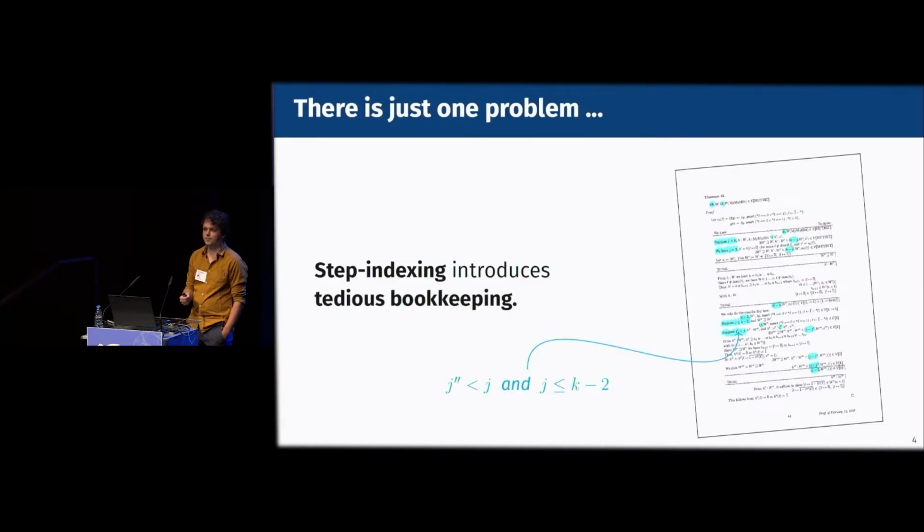There's just one problem. As probably most people that have ever done step indexing can attest to, if you do a step index proof, you have to do a tedious amount of bookkeeping. I've taken a page from a proof here on the right, and I've marked every occurrence of something related to step indexing. And it's important that you do these things, because if you get them wrong, then your proof could be wrong. However, they're usually not very interesting things that you do. It's things like j double prime is strictly smaller than j, which is less or equal to k minus 2, and you need to show j double prime is strictly smaller than k minus 2.